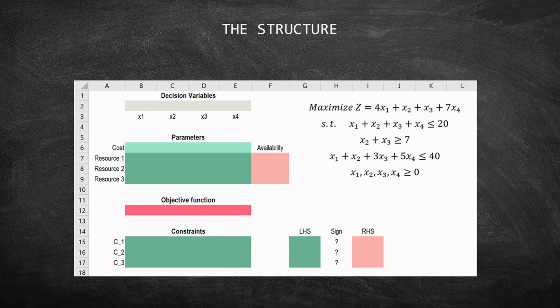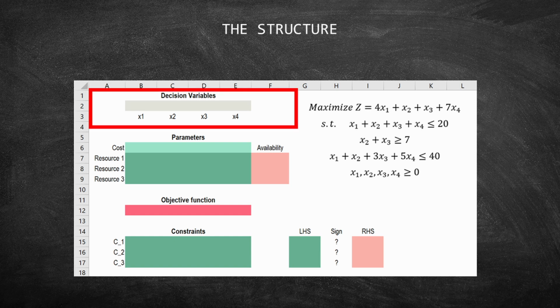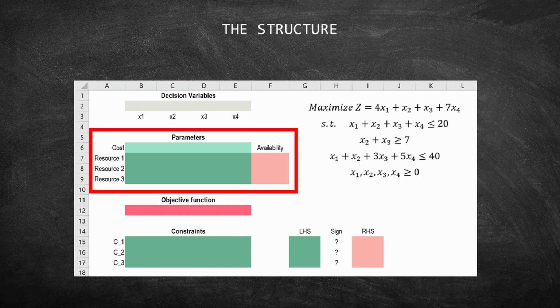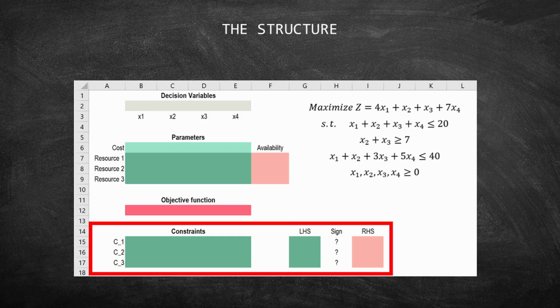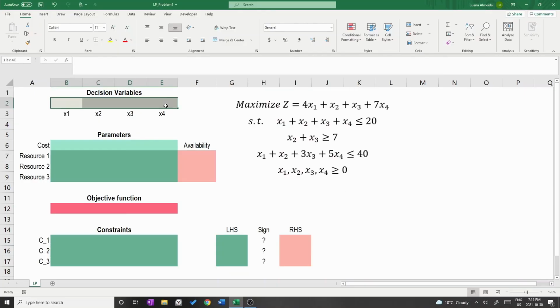Let's start by setting up our model. First of all, our file is divided into decision variables, parameters, objective function, and constraints. Our decision variables are the gray cells. These are the cells that are going to be modified and updated by the solver. That is why we are leaving them empty.